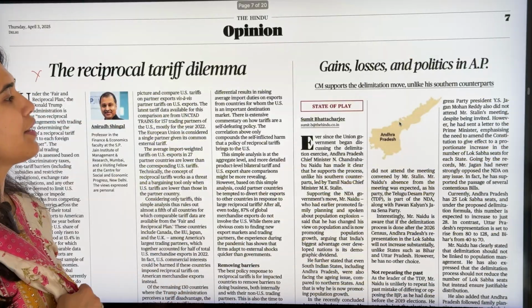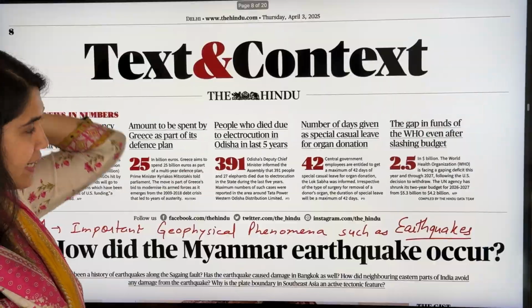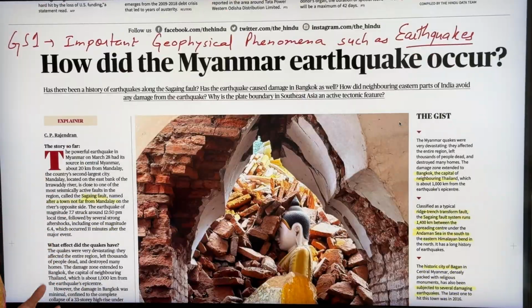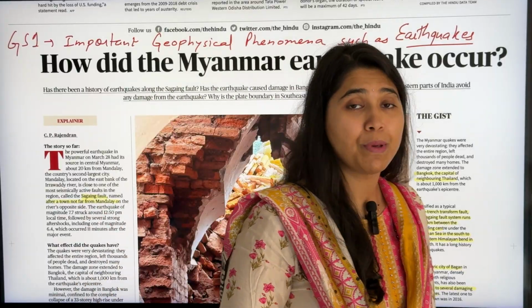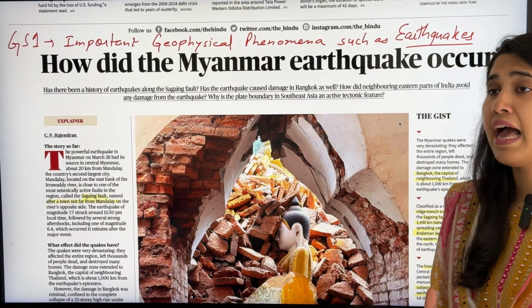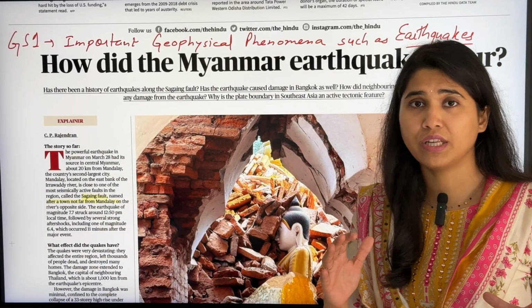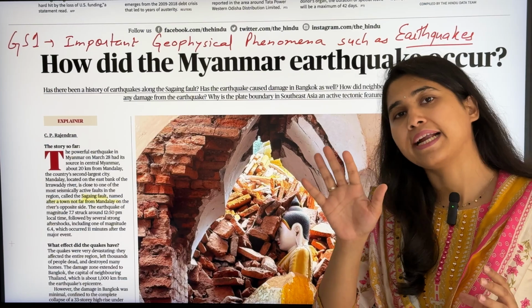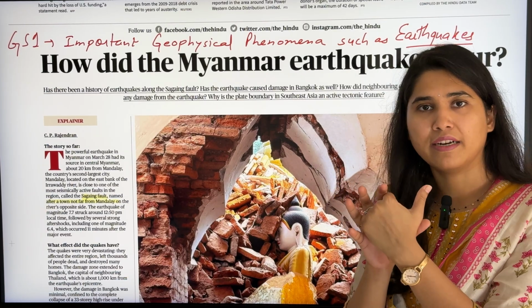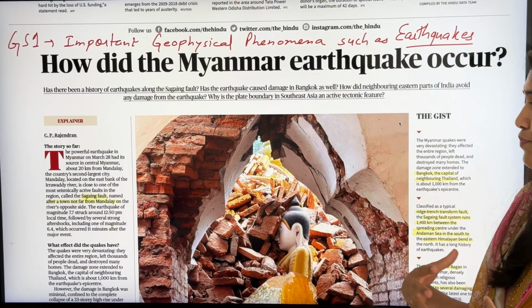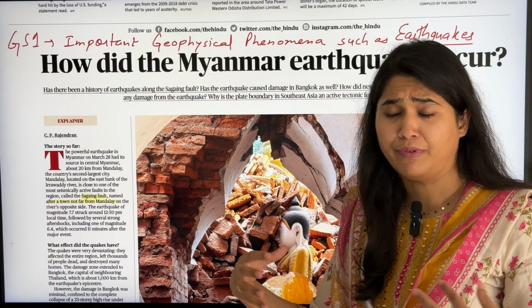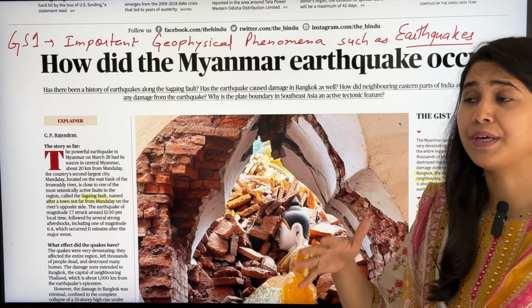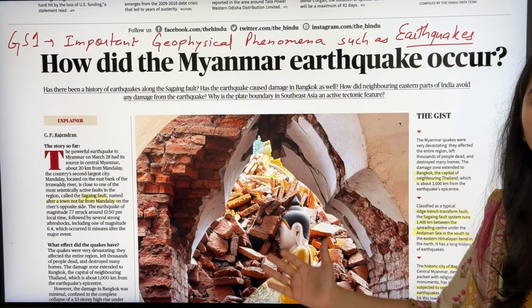Okay, let's move to the next article. Recently a lot of issues have happened around the Myanmar earthquake, and a lot of people have died. It's a very sad affair, and Myanmar shares plates with the Indian plate. The way the Indian and Eurasian plates are colliding against each other is bringing a lot of issues in and around the boundary of the plates.